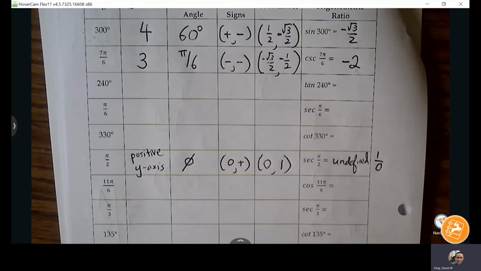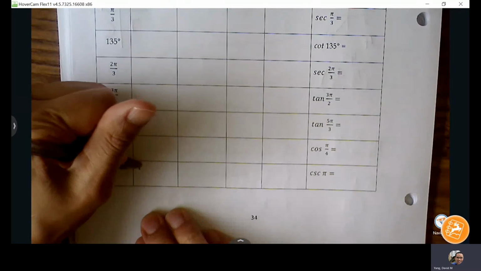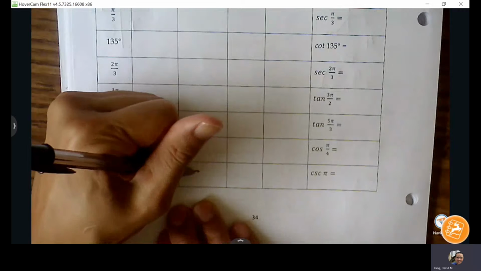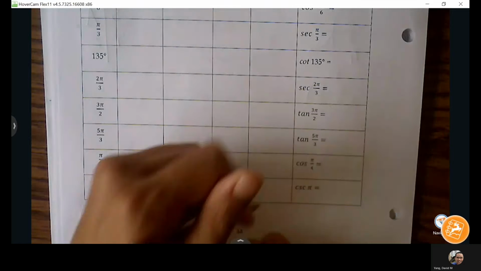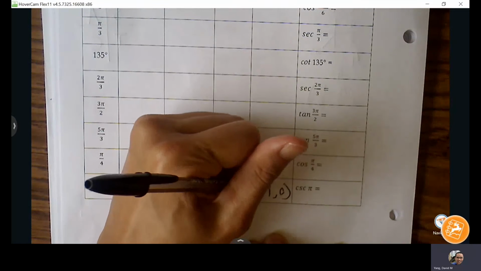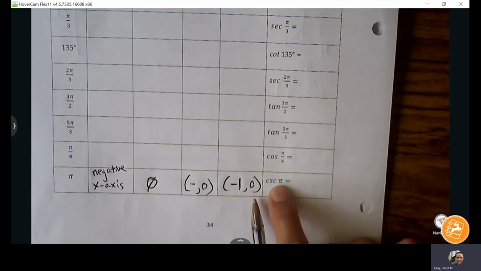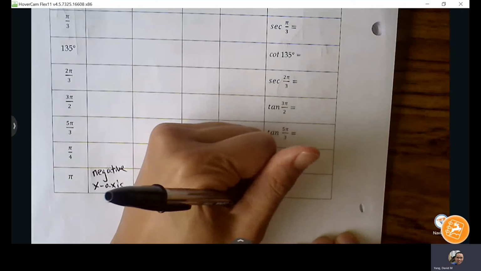All right, any questions? Can you do the last one? Last one? Okay. Pi. So pi is on the negative x-axis. No reference angle. The sign is going to be negative and 0. What's my ordered pair with pi? -1, 0. So what do we do to find cosecant? Focus on the y. Flip it. What does that become? Undefined. That's right, undefined.